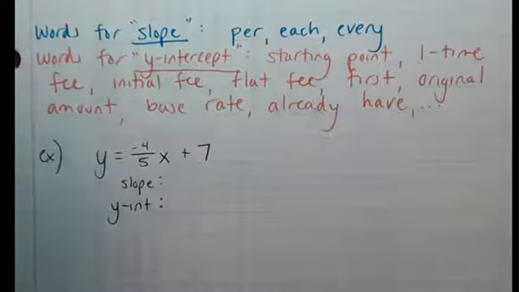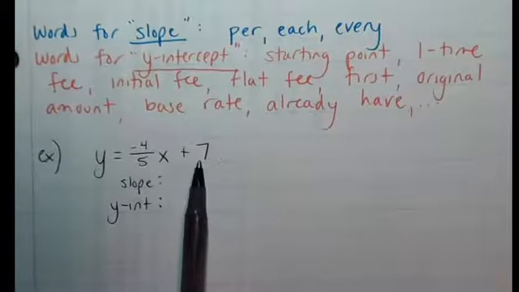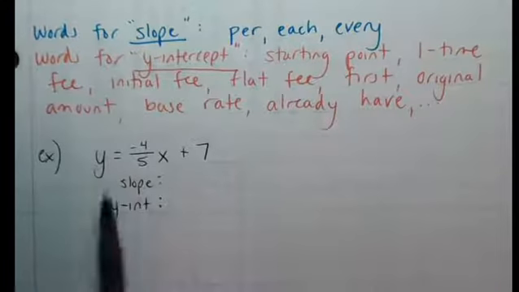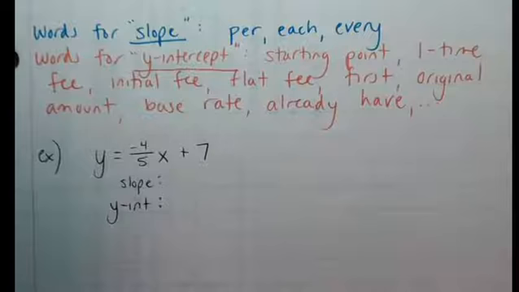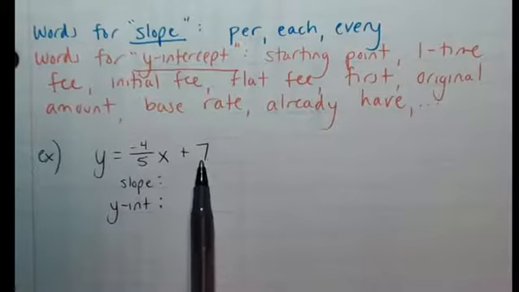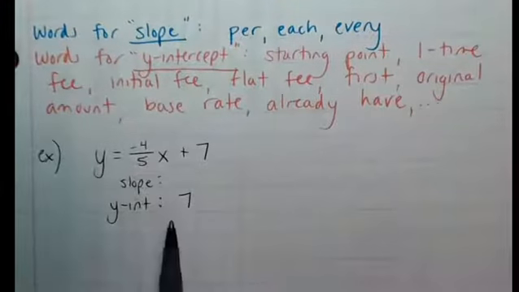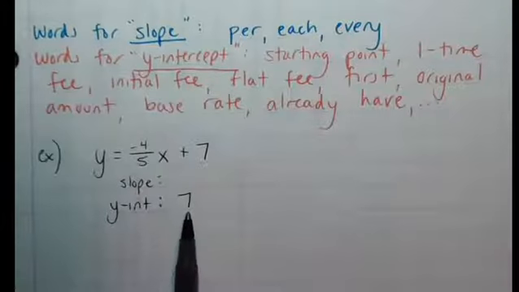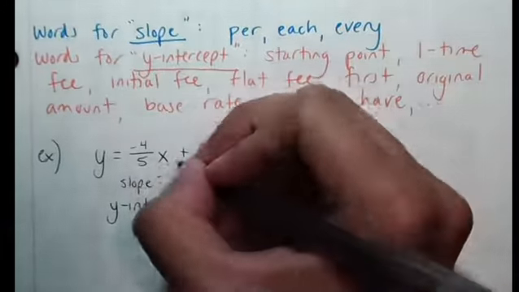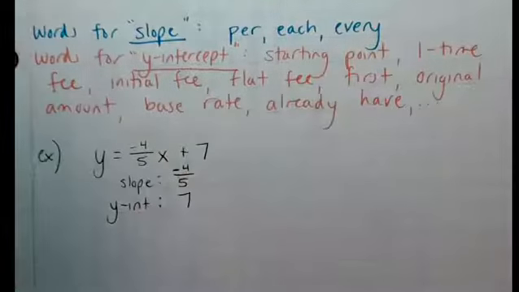Looking at my equation, I notice that it's in the form of y equals mx plus b. So all I have to do is identify which one's the slope, which one's the y-intercept. I always look for the y-intercept first because that's the part that's being added or subtracted. So the y-intercept here is +7, which means it crosses over the y-axis at +7. And my slope here is negative, -4/5. So I'm just identifying what the slope and the y-intercept is.